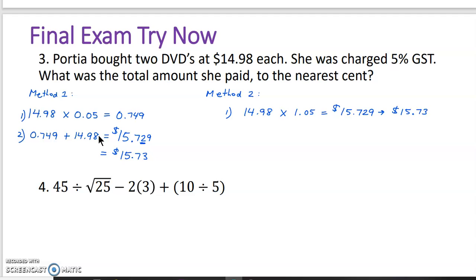For number 4, this is a BEDMAS question. BEDMAS states that we're going to do brackets, exponents, and square roots first. So we're going to solve 10 divided by 5 is 2 in the brackets, and I'm going to solve the square root of 25 is 5 over here. I'm going to copy everything else down and reassess where I'm at.